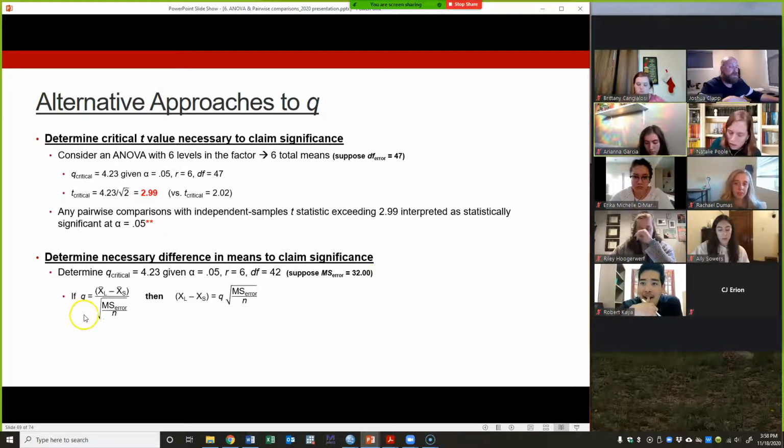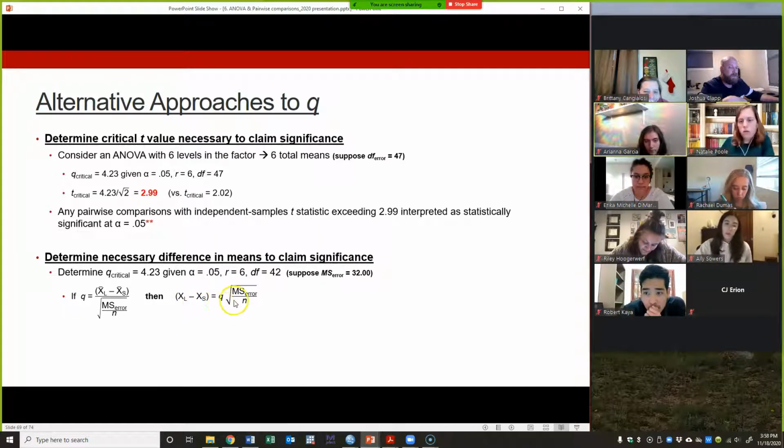What I can do with some algebra, I know that Q is the difference between my largest and my smallest over the mean squared error over my sample size, or the cell size in a balanced design. I can switch this around algebraically to say that the difference between largest and smallest is equal to Q times the square root of mean squared error over N.